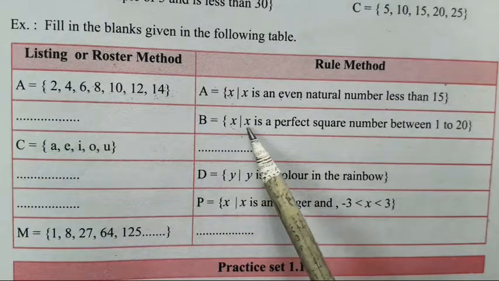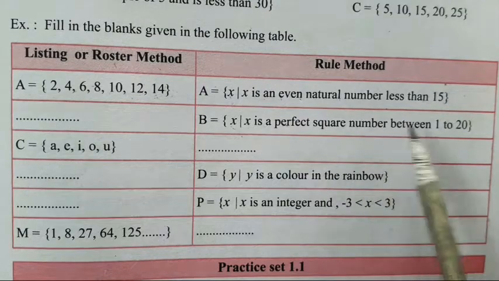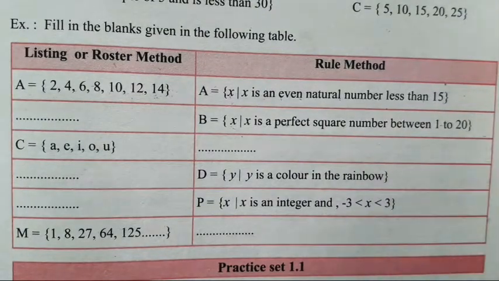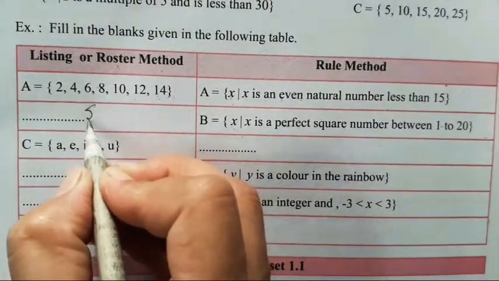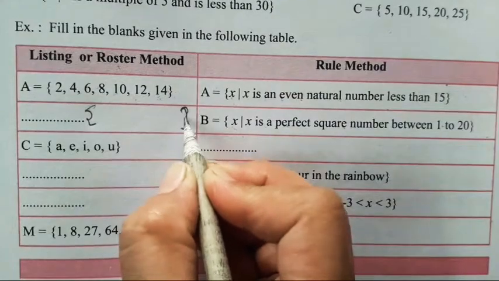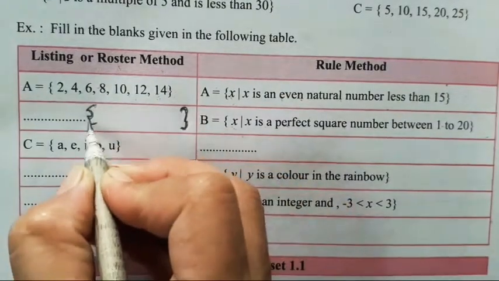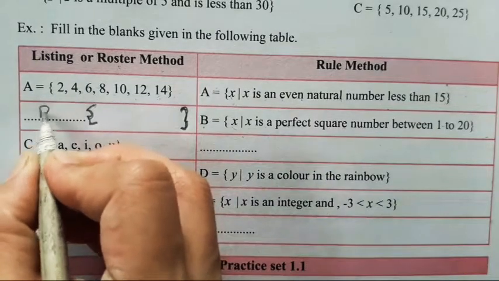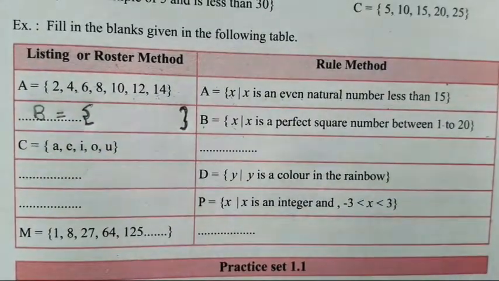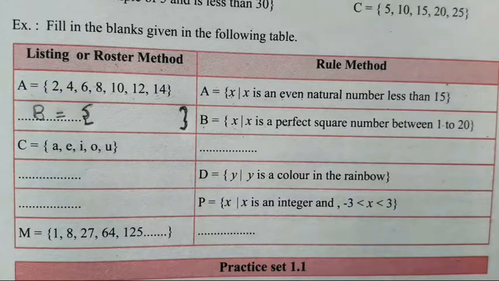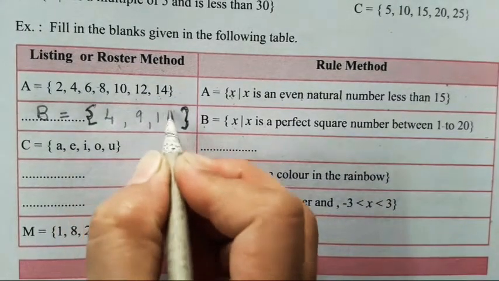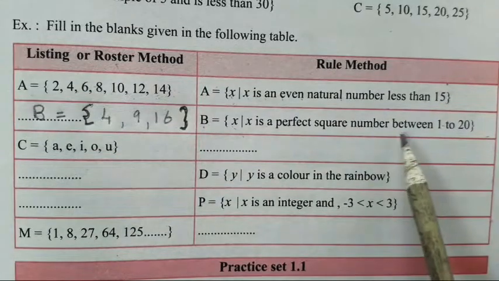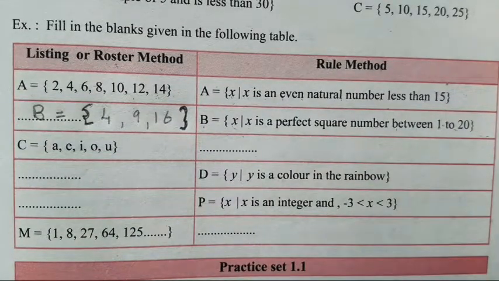Okay, now over here this question is given. X, vertical line, X is a perfect square number between 1 to 20. Perfect square. Okay, I'll explain. First we will write the curly bracket, not vertical, curly bracket. B is there, therefore you don't have to change, you have to write B only. Now they have said perfect square between 1 to 20. So what are the perfect squares? 4, 9 and 16 are the perfect squares between 1 to 20. Got it? It's very easy.